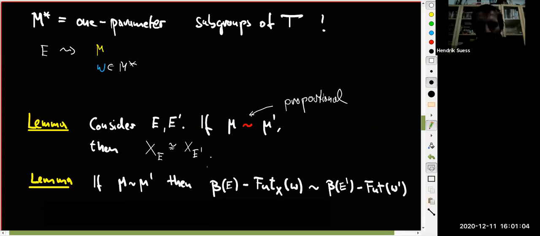So they actually give rise to the same special fiber of the test configuration, but they might give rise to different one-parameter subgroups or different C star actions on the special fiber. So the next thing we want to take care of is how the two C star actions on the special fiber relate to each other, and eventually how the corresponding Futaki invariants are related to each other.